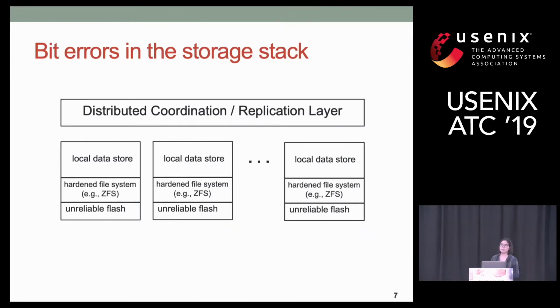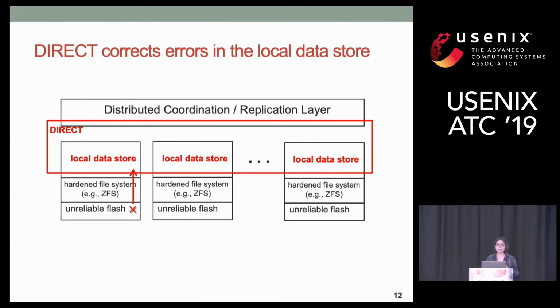Okay, so let's look at what bit errors would do to the storage stack. This is a simplified example of the storage stack that we're looking at. At the bottom, if you have unreliable Flash, this error could actually propagate to any of the layers in the storage stack. But in this work, we assume that we have some hardened file system that we can use.